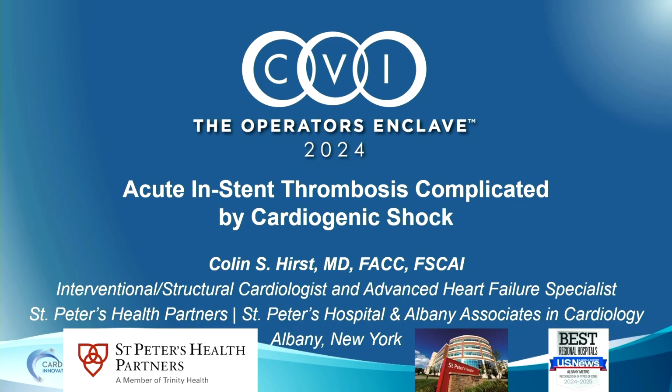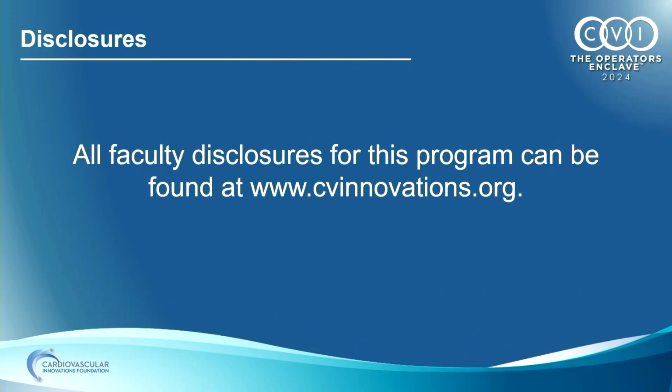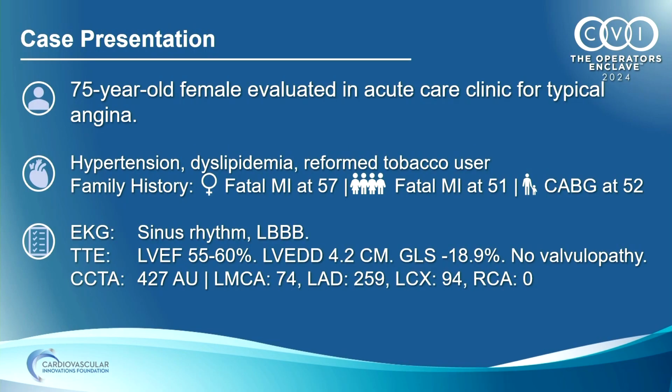The case that I'm going to present is an acute in-stent thrombosis complicated by cardiogenic shock. I don't have any relevant disclosures. We'll just jump right into the case. This is a 75-year-old female. She was evaluated in the community in one of our acute care access clinics, and she has typical angina. Her medical history includes hypertension, dyslipidemia, and she's a reformed tobacco user. Her family history is significant for clinically significant ASCVD. Her mother had a fatal MI at 57, her brother had a fatal MI at 51, and her son has undergone coronary bypass grafting surgery at 52 years of age.